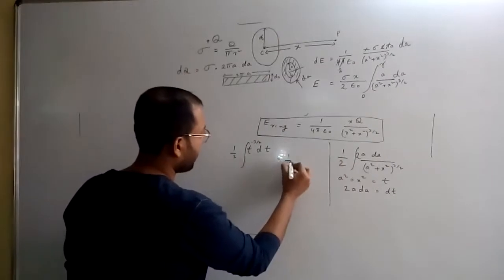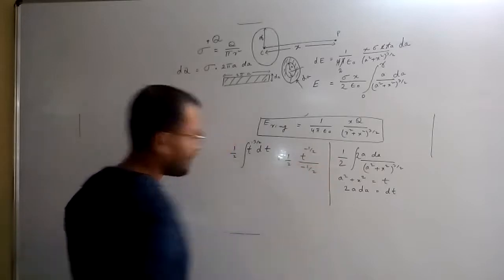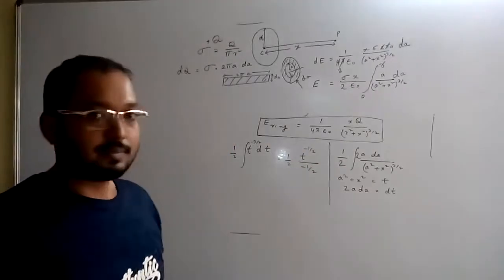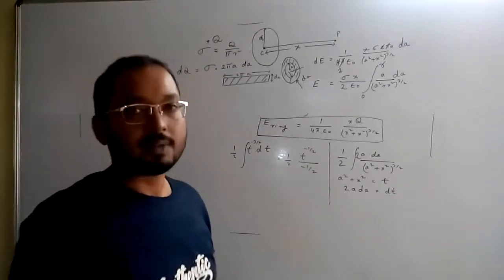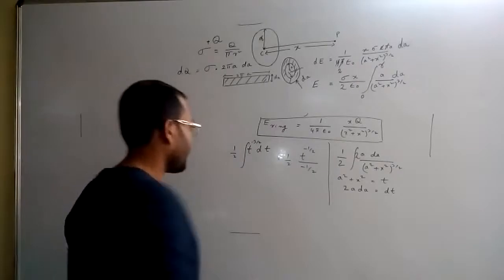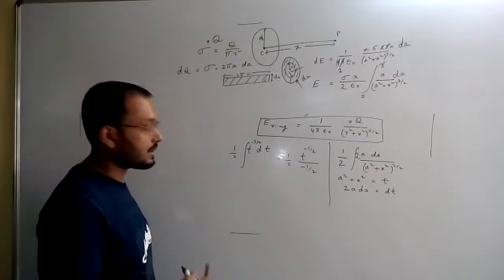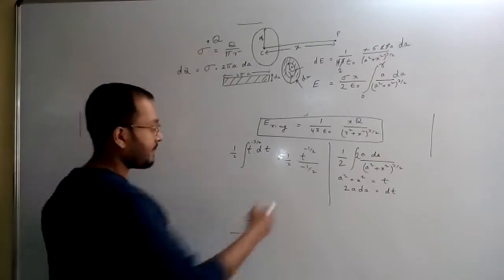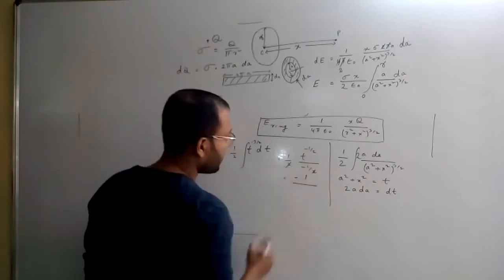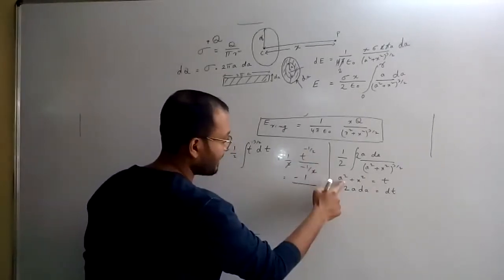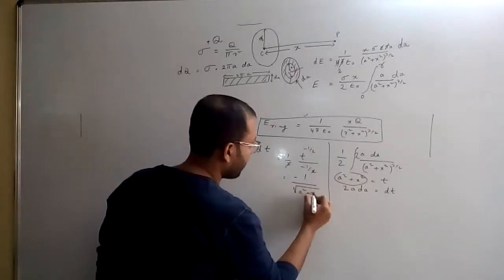This integration will give me half t to the power of minus half divided by minus half. I'm just using a very simple formula. Integration x to the power n dx is x to the power n plus 1 divided by n plus 1. So using that formula, I end up here. The 2's cancel out. So this is minus 1 divided by square root of t. But t is this quantity. So I can simply write square root of a squared plus x squared.